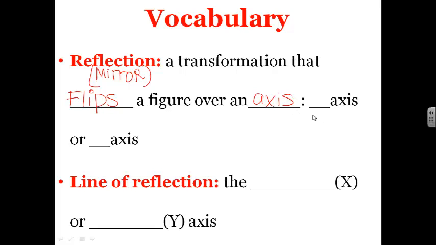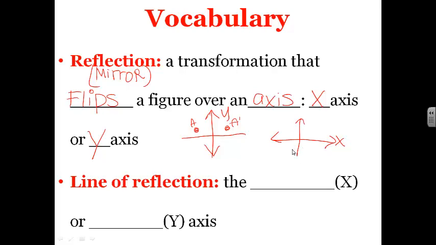There's only 2 types of reflections. That's the x-axis and the y-axis. So we could reflect over the y-axis. If I'm 2 away from the y and I reflect over, this would be A and this would be A prime, I would reflect over into quadrant 1 if I'm reflecting over the y. If I'm reflecting over the x, if I was 2 up away here, I would be 2 down here. So A and then A prime would be its reflection over the x-axis.